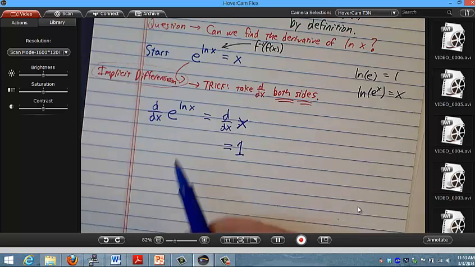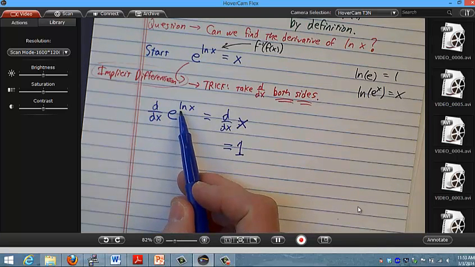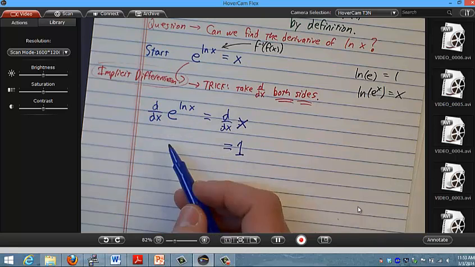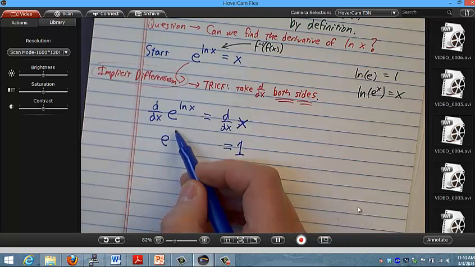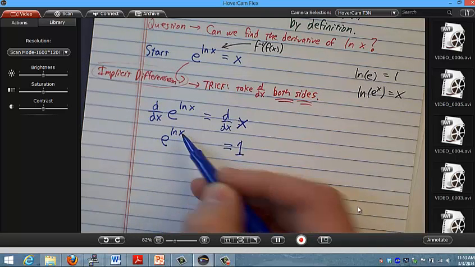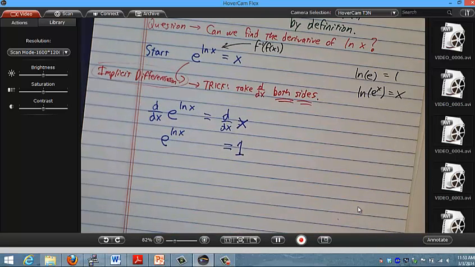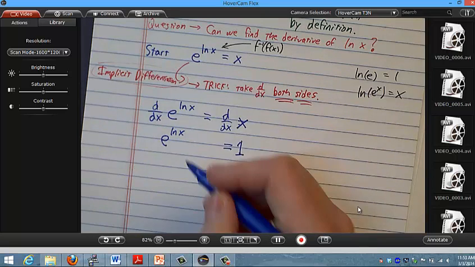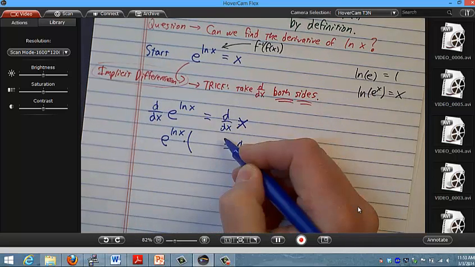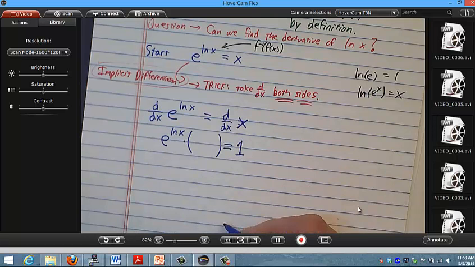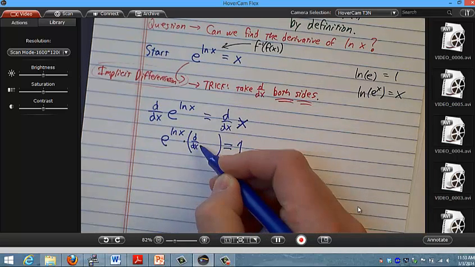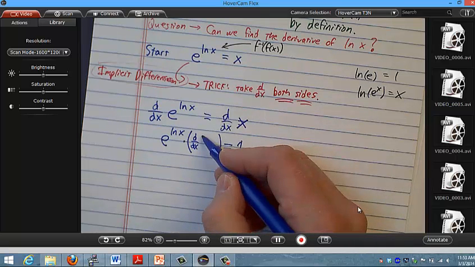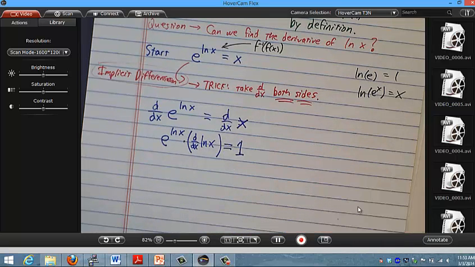Now, what do you get on the left-hand side? What's the derivative of e to the natural log of x? Well, it's going to be e to the natural log of x, because we know that e is its own derivative, times the derivative of the natural log of x. The only problem is I never showed you how to do that yet, right?